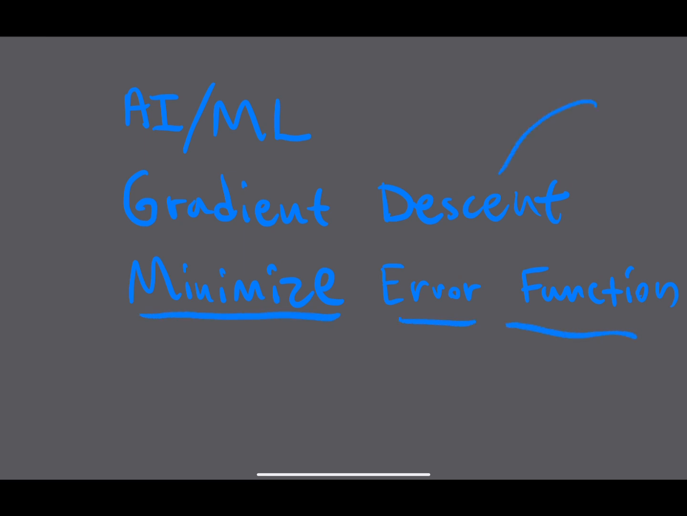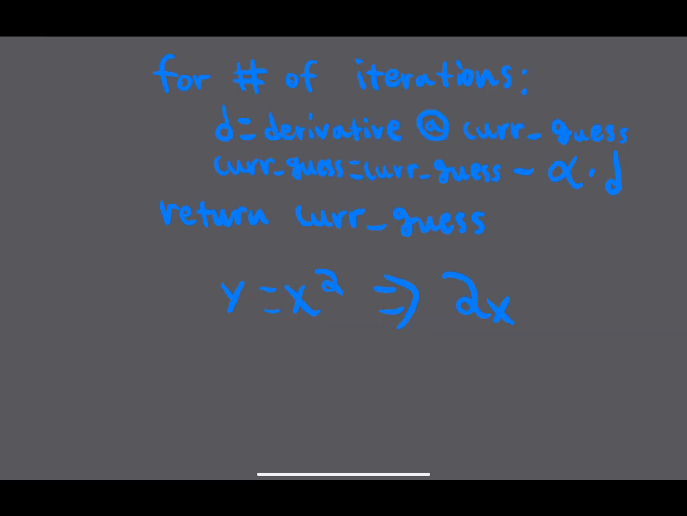So let's go over the pseudocode for this algorithm. Here's the pseudocode. For some number of iterations, we will calculate the derivative of whatever function we wanted to minimize. And don't worry, there won't be any crazy calculus by hand, but you want the derivative at the current guess. Then, from your current guess, you subtract some number alpha, which is typically something like 0.01 or 0.001, times d, which you calculated previously. And then after these iterations are done, you just return the current guess.